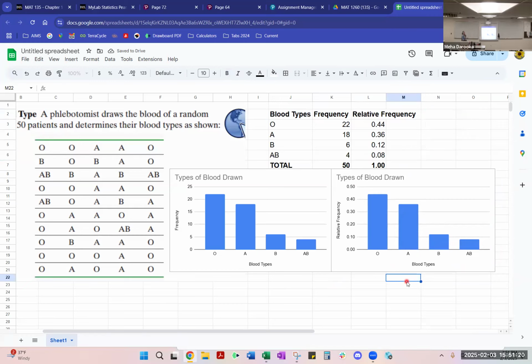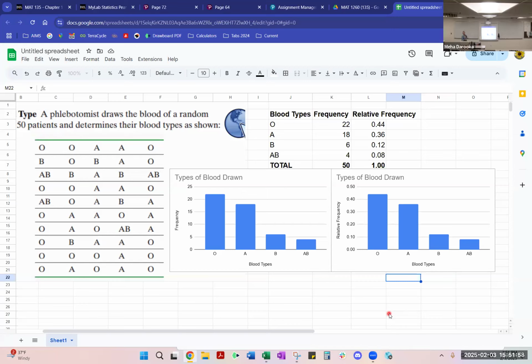So, play around, get a little bit used to that, but you can again see type O is where we had the most number of people or patients whose blood was drawn. So that's our tallest column, which again, blood type O is more universally common, right? AB is one of the rarest blood types. That's why we only had 4 people out of 50 who had a blood type of AB. So you can see that's the shortest bar or column in our graph over here. But again, you can see how easy using technology makes the graphing process, right?